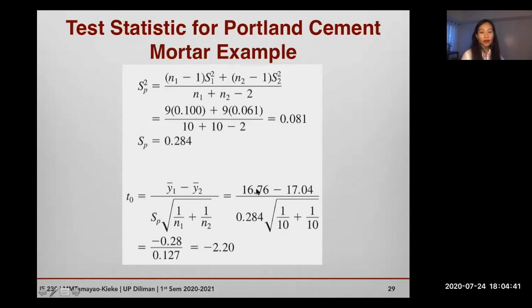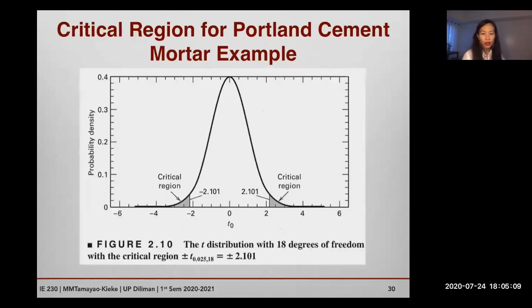And now we just plug this into our equation for obtaining the test statistic that I showed you earlier. We plug in the value of the mean for the modified mortar, the mean for the unmodified mortar formulation. We have the pooled standard deviation, and then we plug in the sample sizes here. And we get the value of T naught, our test statistic, equal to negative 2.2. Of course, you can do this manually, or you can just do it using Excel or other software such as R or any other statistical software.